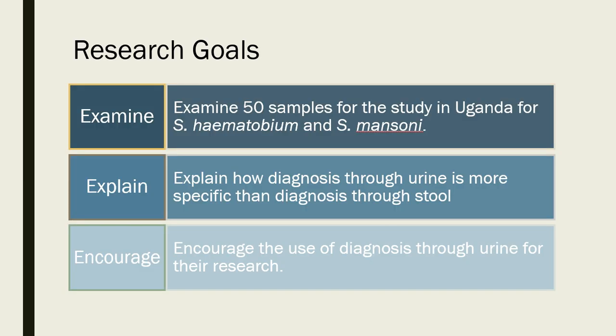My main research goals were to examine, explain, and encourage. My main research project was to examine the 50 samples from the study and detect whether the patients had the parasite Schistosoma hematobium, Schistosoma mansoni, or both, or neither. After, I will explain how diagnosis through urine is more specific than diagnosis through stool. Lastly, I wanted to encourage the use of diagnosis through urine for further research to their study.